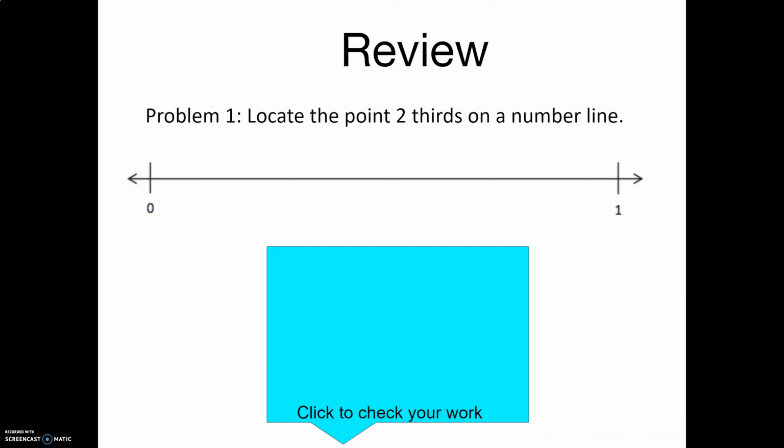Now we want to start counting our points on the number line. So label your points that you now have on your number line. And last, how are you going to show where 2/3 is? Remember, you're going to put a dot on the number line to show where 2/3 is.